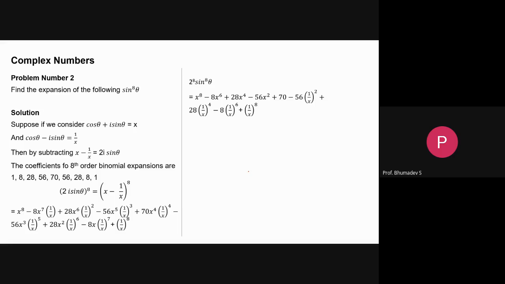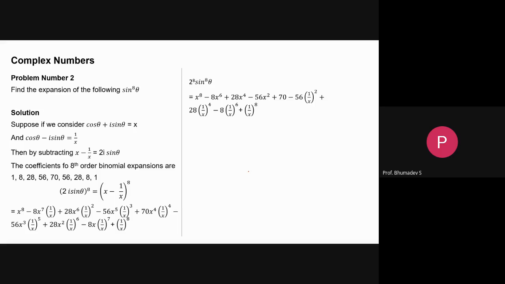When we are simplifying, I to the power of 8 is nothing but 1, that everybody knows. So 2 to the power of 8 into sine to the power of 8 theta can be written as x to the power of 8 minus 8 into x to the power of 6 plus 28 x to the power of 4 minus 56 x square plus 70 minus 56 upon x square plus 28 upon x to the power of 4 minus 8 upon x to the power of 6 plus 1 upon x to the power of 8.